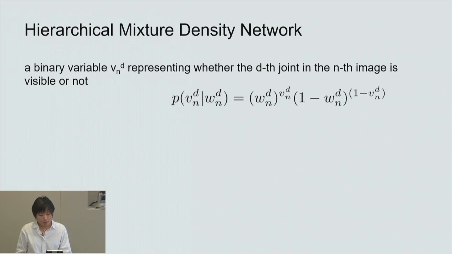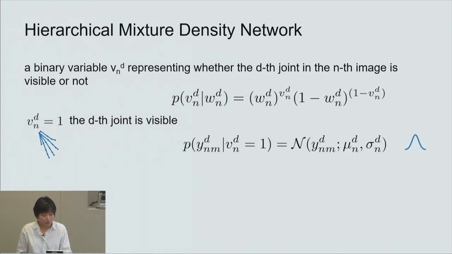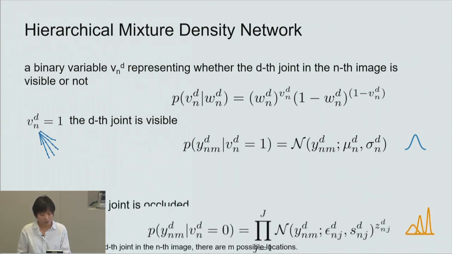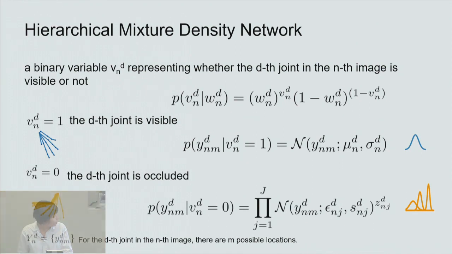So the binary variable representing whether a joint is visible or not follows the Bernoulli distribution. When a joint is visible, it is actually deterministic. But if we consider the neighbor noise, we can say the joint is drawn from a single Gaussian distribution. So we model it by a single Gaussian distribution. When V is 0, the joint is occluded. So we use a multi-Gaussian with J components to model these multimodal labels.